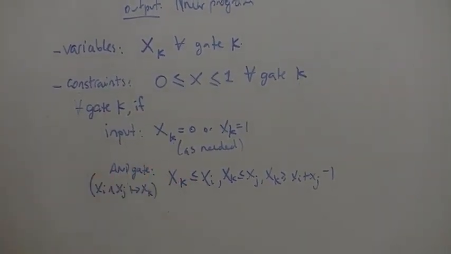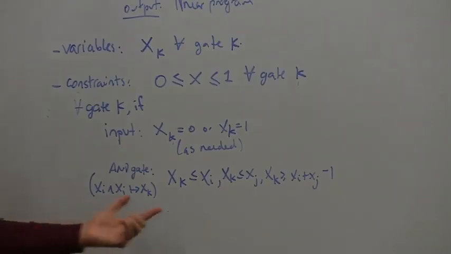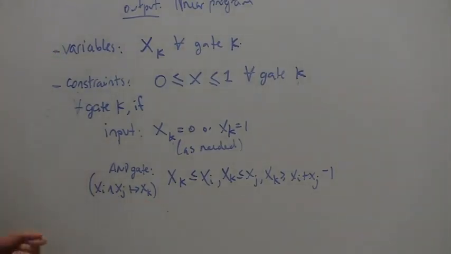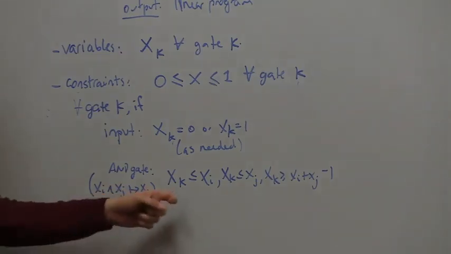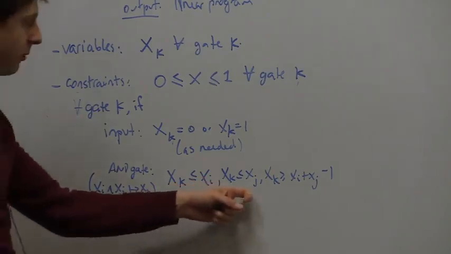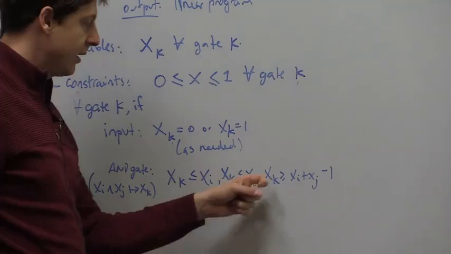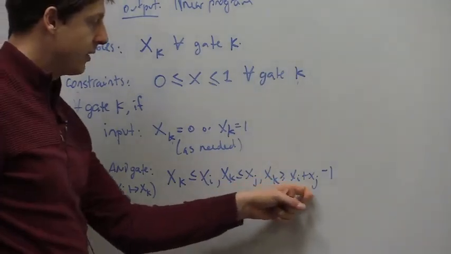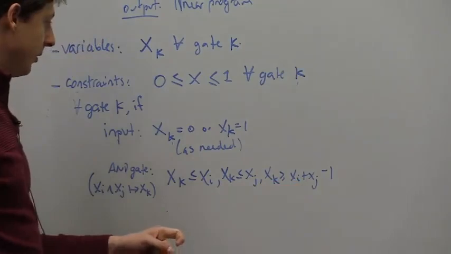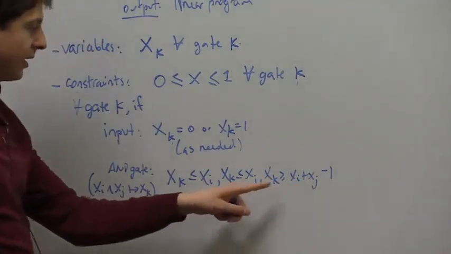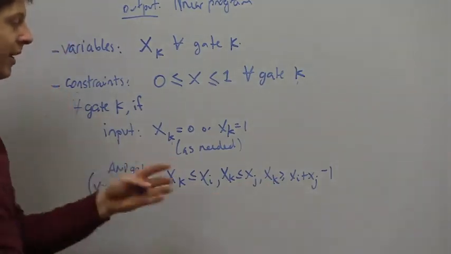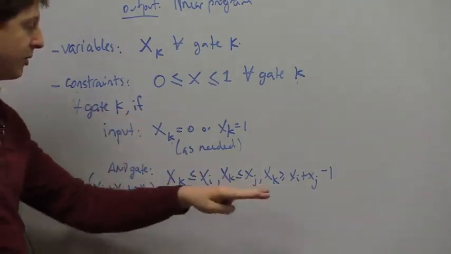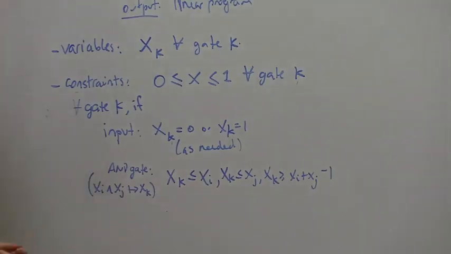So let's check that these linear inequalities are actually computing the AND gate. Let's say that we have 0 and 0 as input. We would expect the output to be 0. Okay, so 0 is at most 0. That's fine. 0 is at most 0, that's also fine. And here it says 0 is at least 0 plus 0 minus 1. So this is saying that xk has to be at least minus 1 and at most 0. The only value for xk that satisfies these constraints is 0, so we're computing correctly.